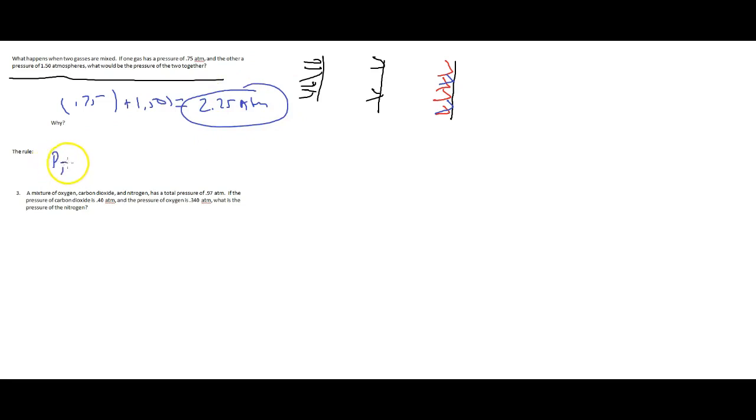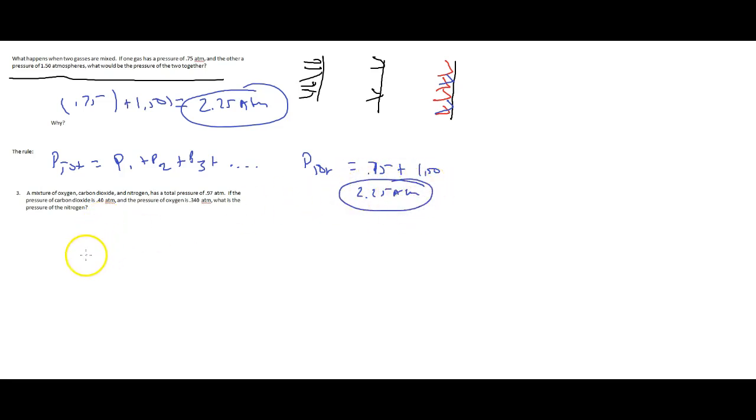The rule is the total pressure is equal to the first pressure plus the second pressure plus the third pressure plus as many pressures as you have. Could even be 1 if you want. And so in this case, total pressure is equal to the 0.75 atmosphere gas plus the 1.50 atmosphere gas, and then I add them up and I get 2.25 atmospheres. It does not get nicer than that in chemistry land.